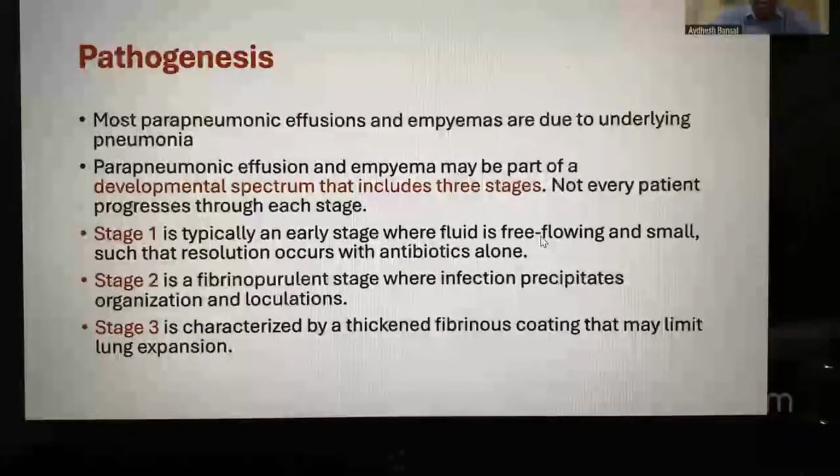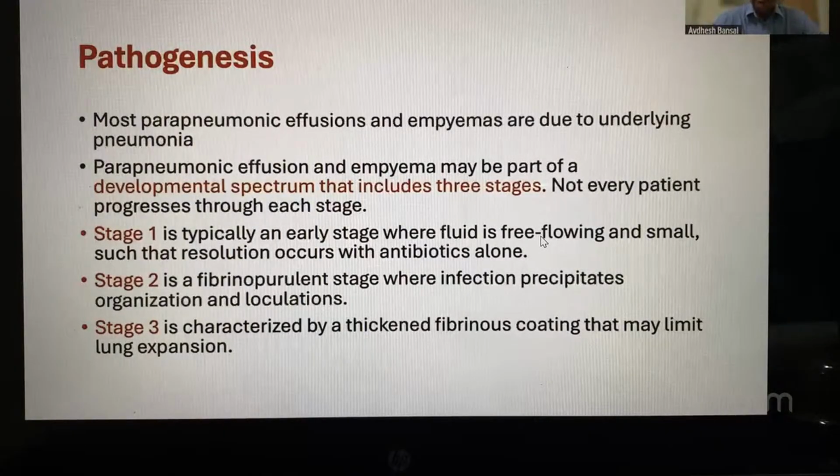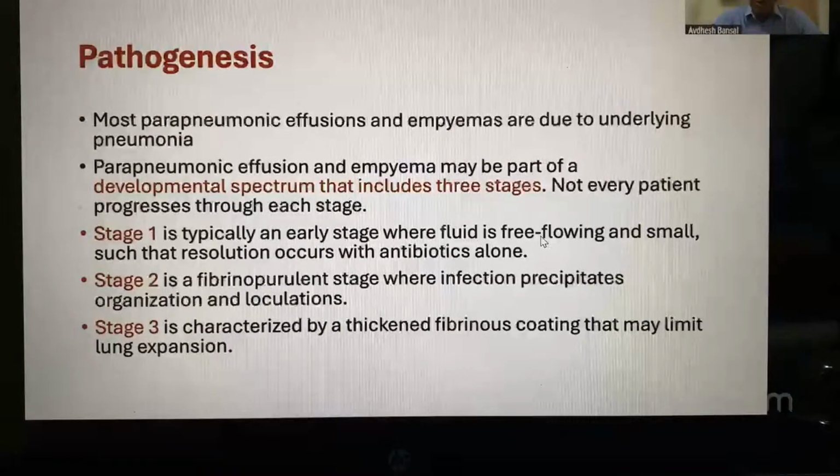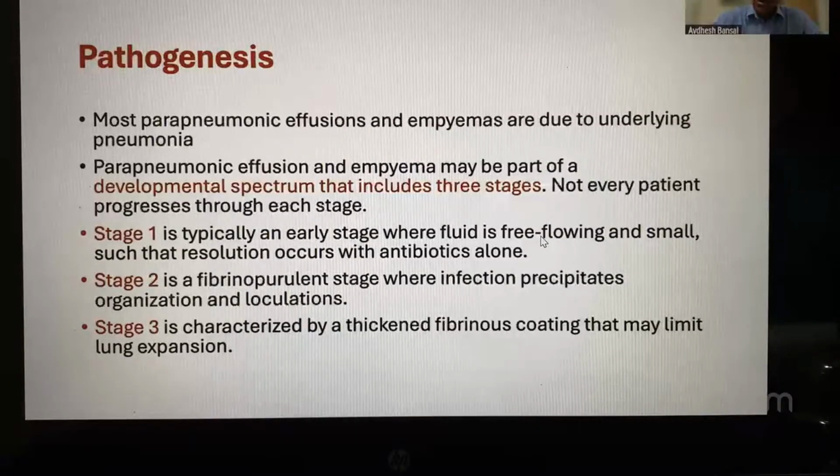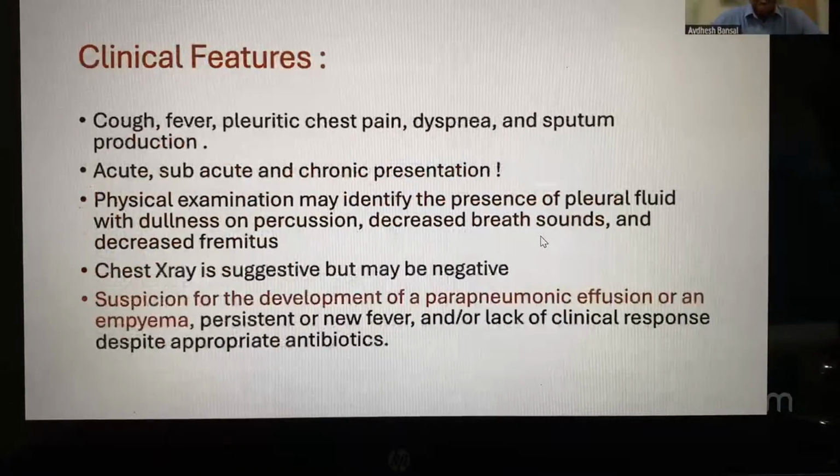So the pathogenesis of empyema happens in 3 stages, but it's not necessary that every patient will go through all 3 stages. Stage 1 is typically an early stage where the fluid is free flowing and small, and this will resolve with antibiotics. Stage 2 is the fibrinopurulent stage, where infection precipitates and then organization and localization take place. And stage 3 is characterized when stage 2 is not taken care of. It results in a thickened fibrinous coating that becomes a pleural peel, and that will ultimately limit lung expansion and continue to cause disease in these patients.